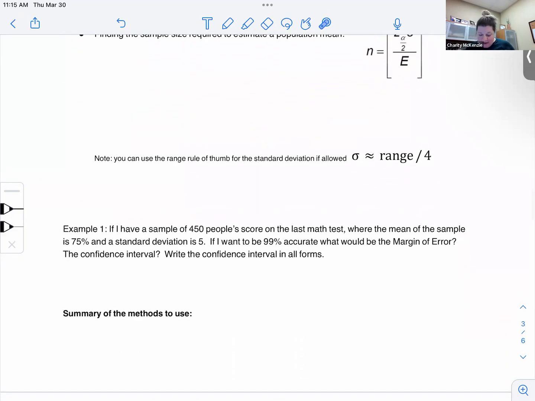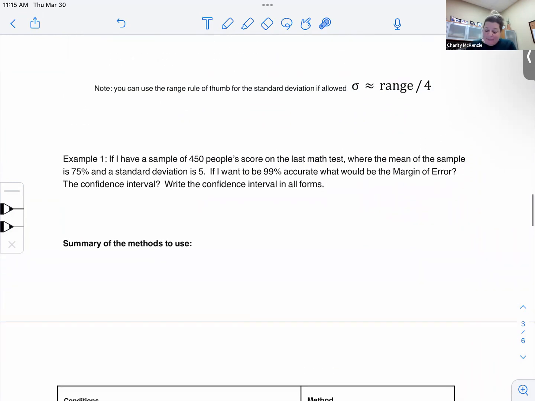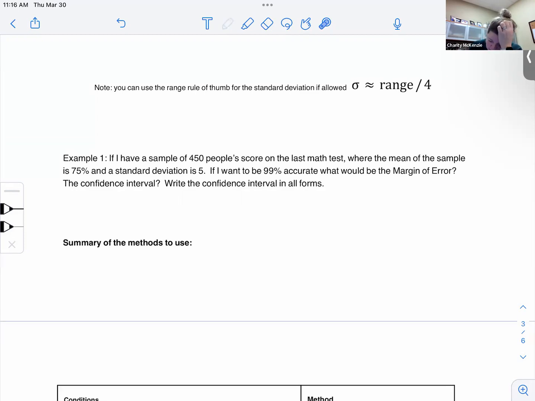A couple questions with that. If we have a sample of 450 people's scores on the last math test, where the mean of the sample is 75%, and the standard deviation was 5. If I want to be 99% accurate, what would the margin of error be? Let's do it with the formula. The margin of error is going to equal the T, because we don't know.